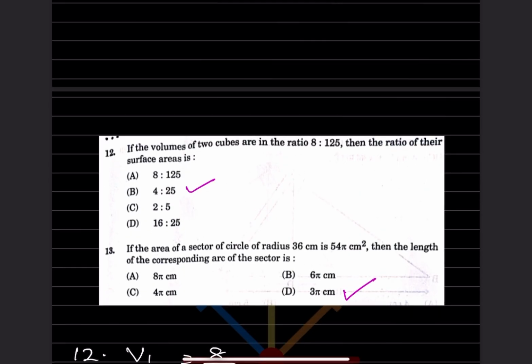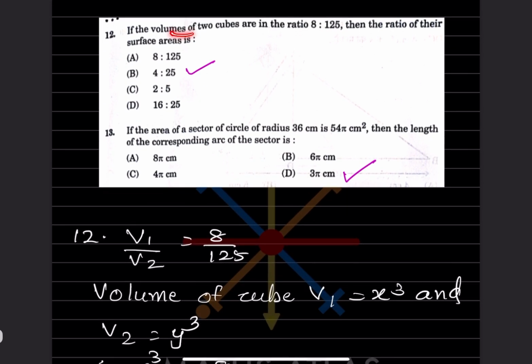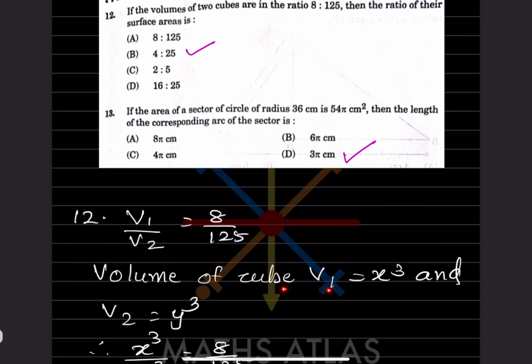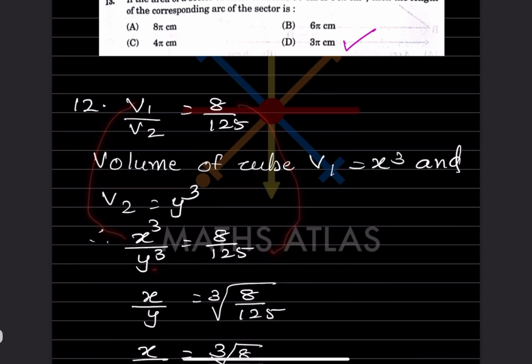If the volume of two cubes are in the ratio 8 is to 125, then the ratio of the surface area is, we have to find out. So now the volume of cubes is given. So V1 by V2, and the ratio is given as 8 by 125 we can write. Let us consider V1 as x cube and V2 as y cube. So we can write x cube by y cube is 8 by 125. So we want the value of x and y. So x divided by y is going to be the cube root of 8 by 125.